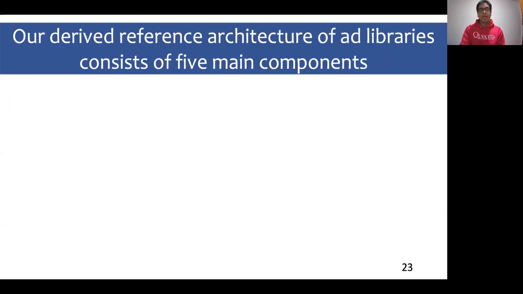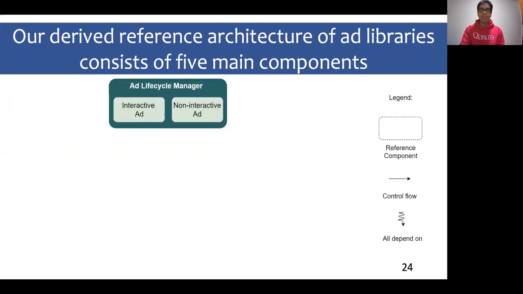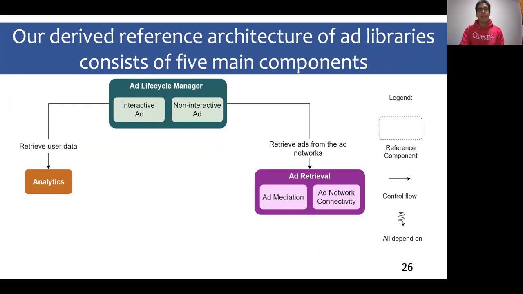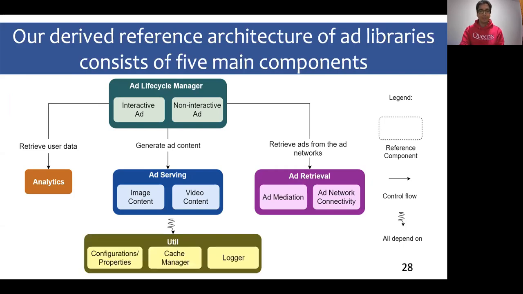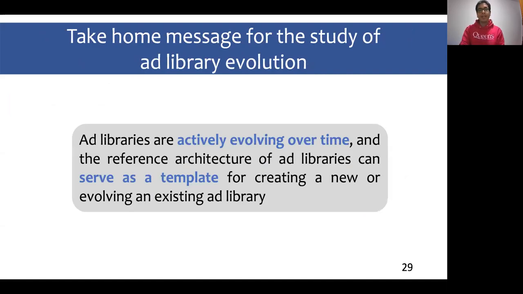And finally, we derive a reference architecture for ad libraries, which contains 5 major components. The ad lifecycle manager is the main component, which takes user input from app analytic component and retrieves ads from different ad networks using ad retrieval component. With this information, ad lifecycle manager shows video or image ads on mobile devices. All these components depend on some utility functions. So in summary, ad libraries are actively evolving over time, and our derived reference architecture can serve as a template for creating or evolving an existing ad library.